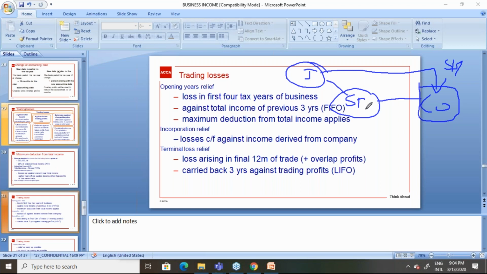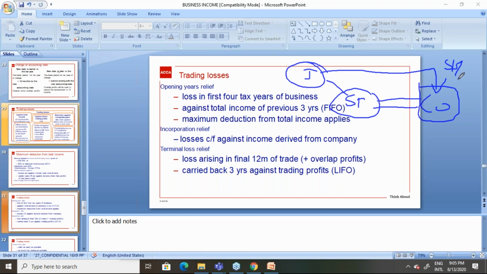So this sole trader business has a trading loss which you have not been able to relieve at the time of incorporation. Normally, that loss should be wasted. However, since you have converted your unincorporated business into a company and the same owner has become the shareholder of this company, loss can be carried forward to set off against the income received by this shareholder from the company.